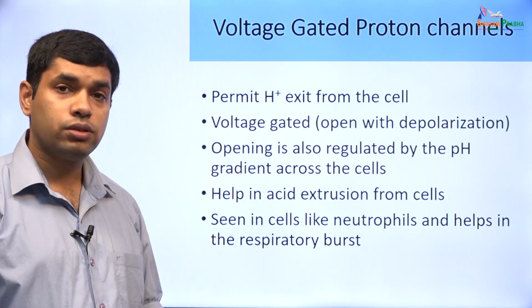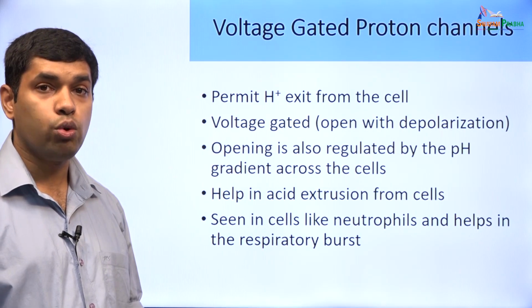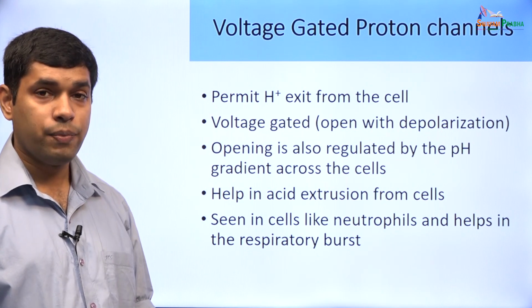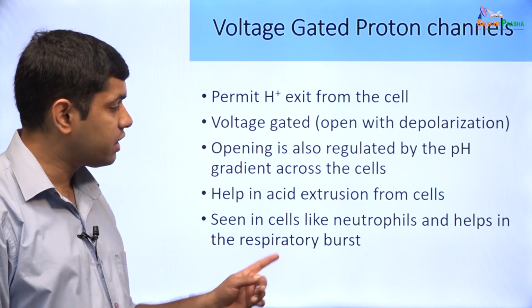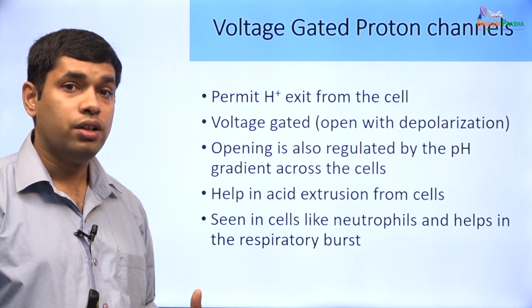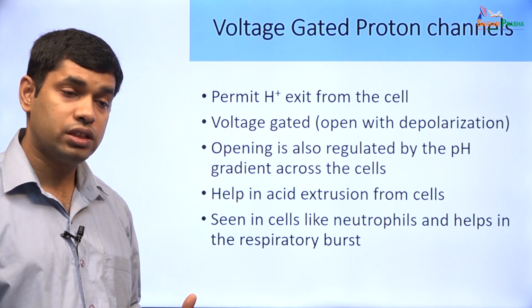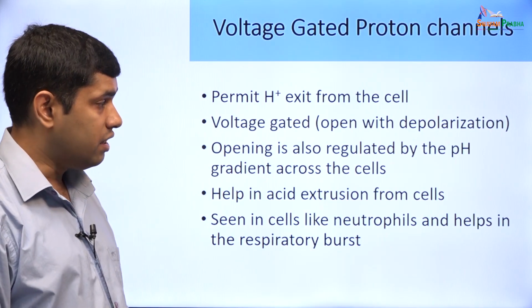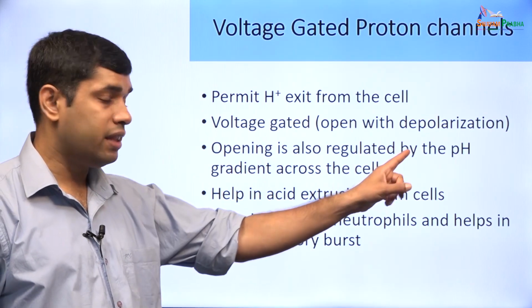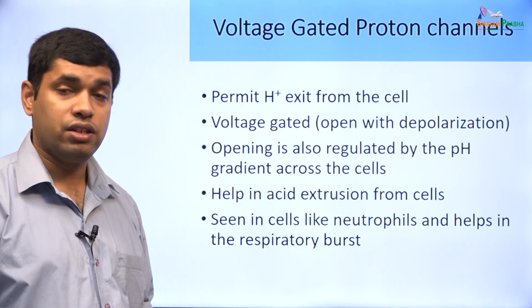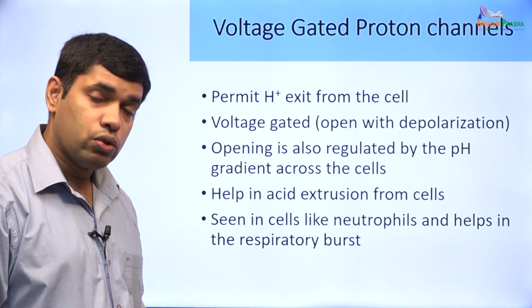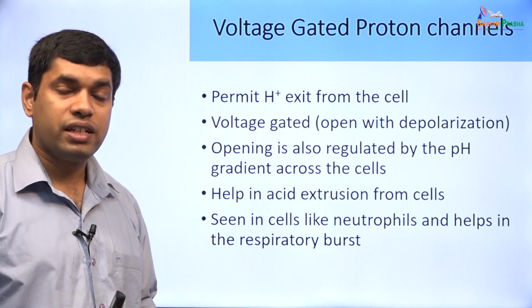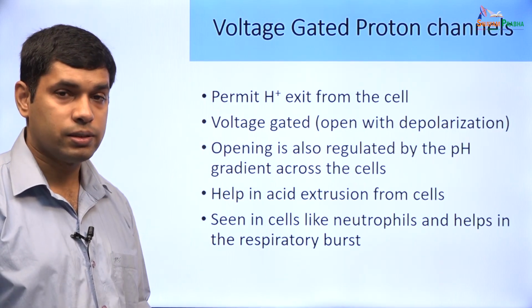Okay. The next channel that we will be discussing is the voltage gated proton channel. Now, these are present in certain cells like the neutrophils. They help in the respiratory burst, and they permit the exit of protons from the cell. Interestingly, these are regulated by the pH gradient and they are voltage gated. So, these are both voltage gated as well as affected by the pH gradient across the cells.